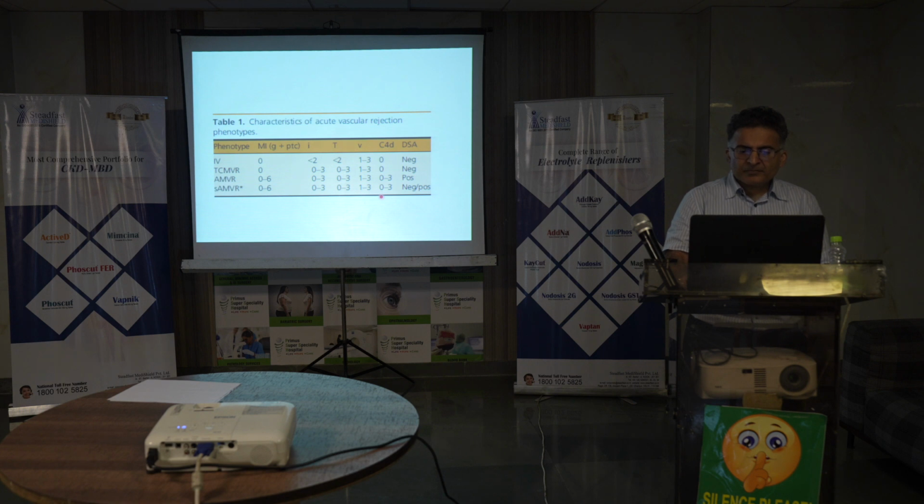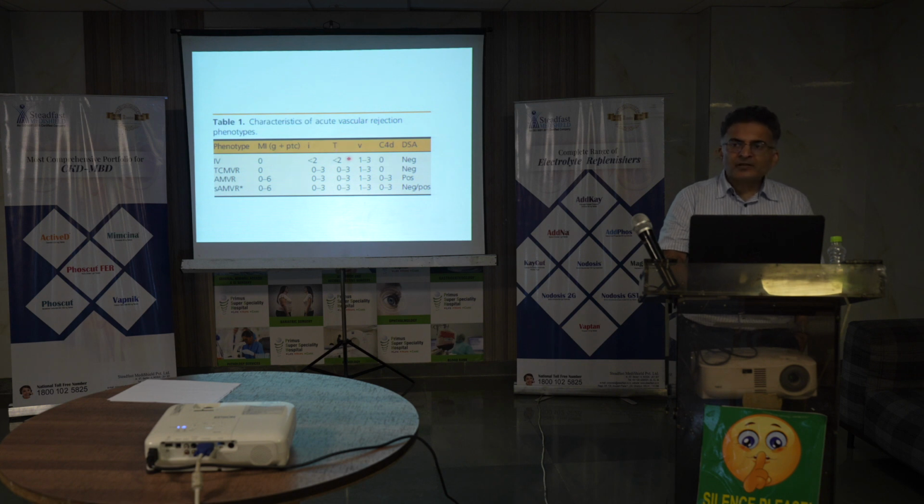So isolated V lesion. Majority of these isolated V lesions can be considered so in the absence of any microvascular inflammation. MI means microvascular inflammation, G means glomerulitis, PTC means PTC capillaritis. So what does I2 mean? I1 means the inflammation is 10 to 25%. I2 means the inflammation is more than 25%. When the inflammation is more than that, it is already T cell mediated, ACR 1A. So here the inflammation will be less than 25%. T is tubulitis. So tubulitis less than 2.